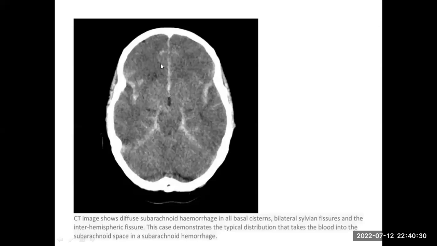This is a brain CT showing features of subarachnoid hemorrhage. As you can see, there is blood within the subarachnoid space. There is blood affecting the basal cisterns, and it's also affecting the interhemispheric fissures, and the lateral sulcus, the Sylvian sulcus, as well. All these are classical features of subarachnoid hemorrhage, and as I said, in more than 95% of cases, subarachnoid hemorrhage can be diagnosed on brain CT.